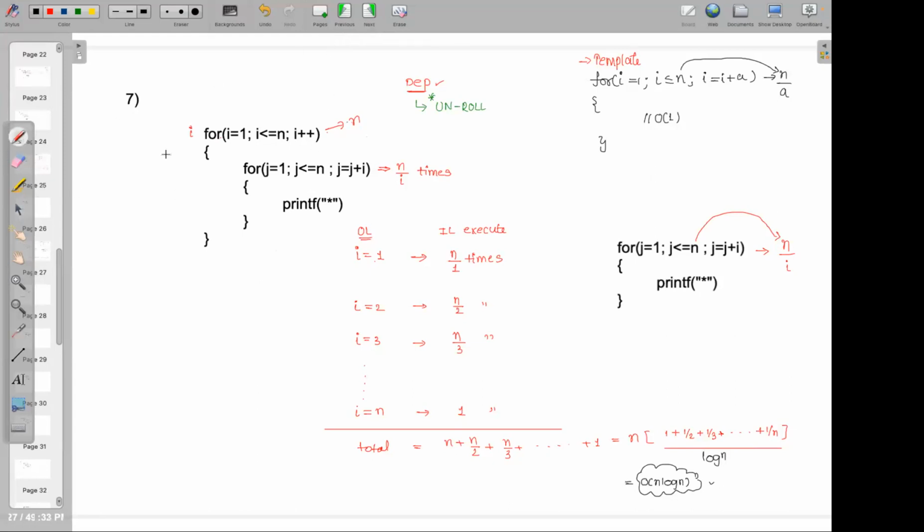Whenever there is a dependency, please don't multiply, friends. Whenever there is a dependency, please tell me what you need to do. You need to do unrolling. What is meant by unrolling? What is happening at i equal to 0? What is happening at i equal to 1? What is happening at i equal to 2? Like that, i equal to 3. What is happening every time? And you need to add them up. That is what you have to do.